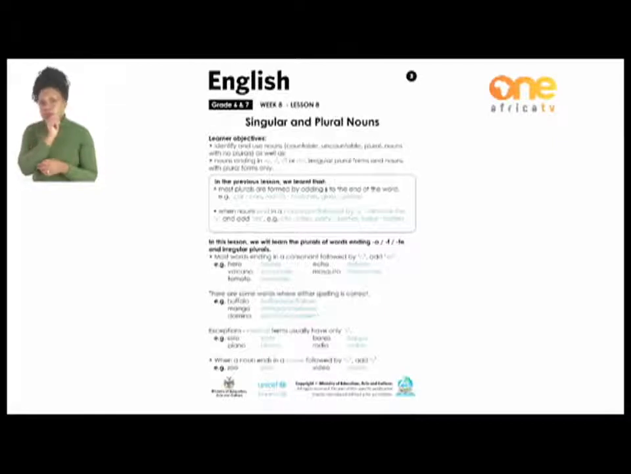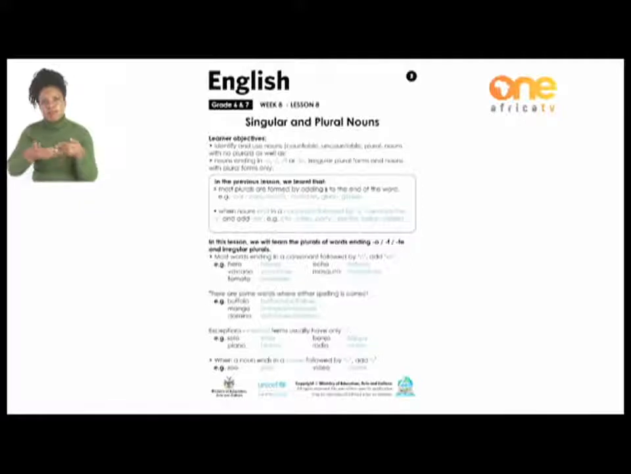In the previous lesson, we learned that most plurals are formed by adding s to the end of the word. For example, car, cars, match, matches, glass, glasses. We have also learned that nouns ending in a consonant followed by y, we remove the y and add ies. For example, city, cities, party, parties, baby, babies.